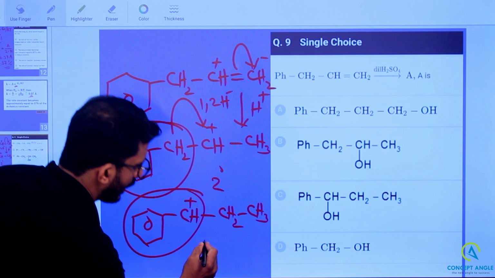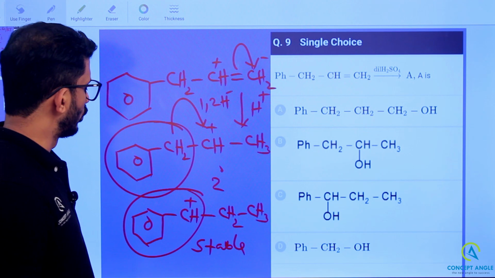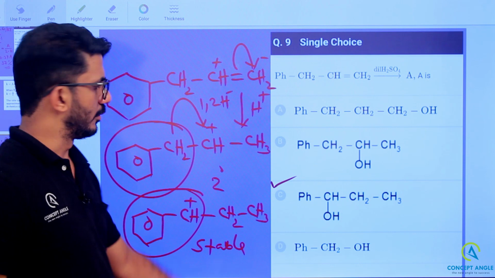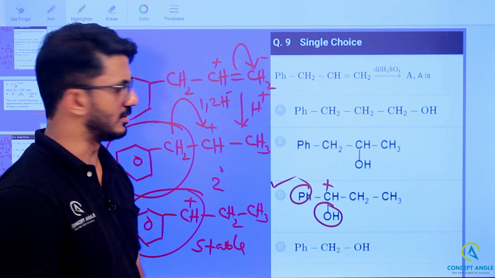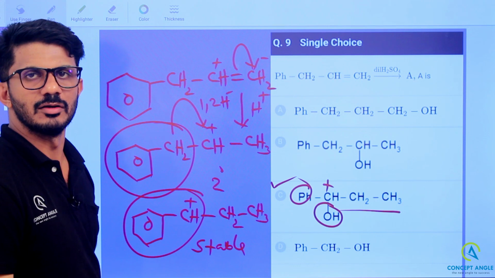And from the water, OH minus will attach to the benzylic position and you will get answer C. Ph is a benzene ring, and in this position OH, because here the carbocation site is attached, and this is the product. Hope it is clear. Okay, next question. Question number 10.